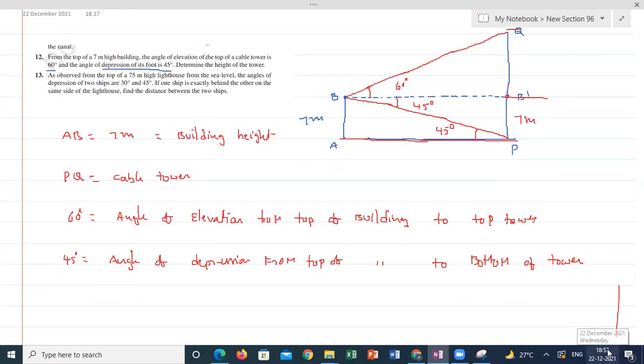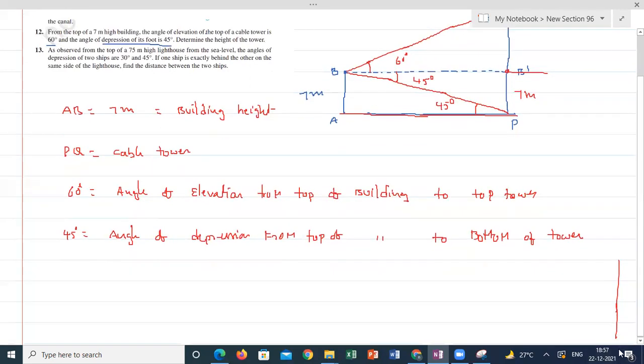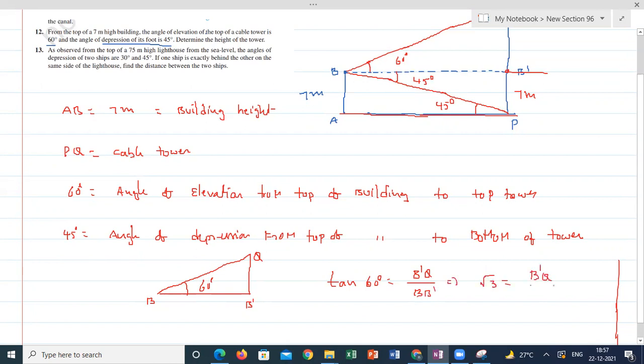From the triangle B dash PQ. I'm taking the triangle B dash Q. The angle of elevation is 60 degrees. So tan 60 is equal to B dash Q by BB dash, which is root 3 equal to B dash Q by BB dash. This is the first equation.